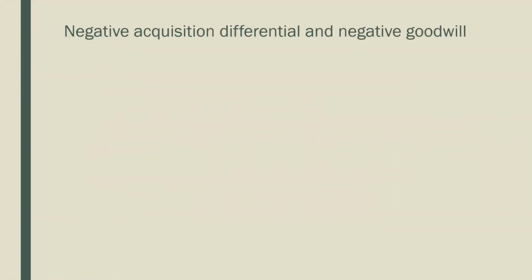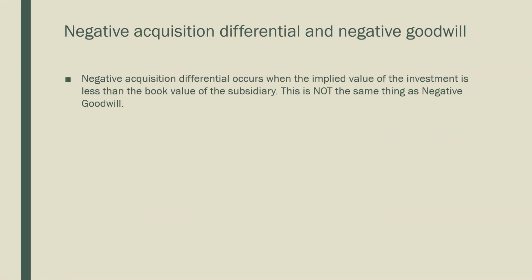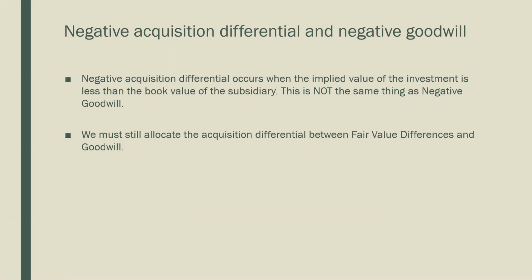Now, I just want to point out that there is a difference between negative acquisition differential and negative goodwill. You can have a negative acquisition differential when the implied value of 100% of the subsidiary is less than the book value of the subsidiary. But that's not the same thing as negative goodwill. You must still allocate the acquisition differential between fair value differences.